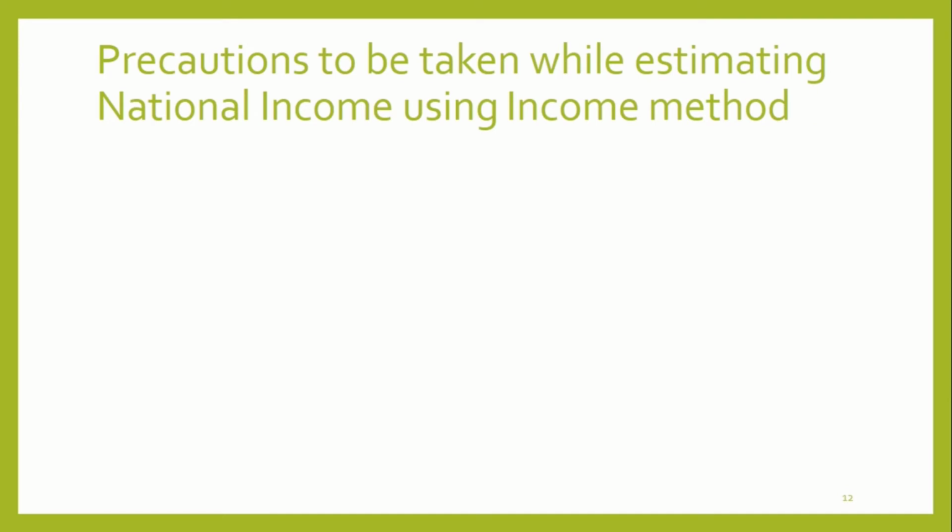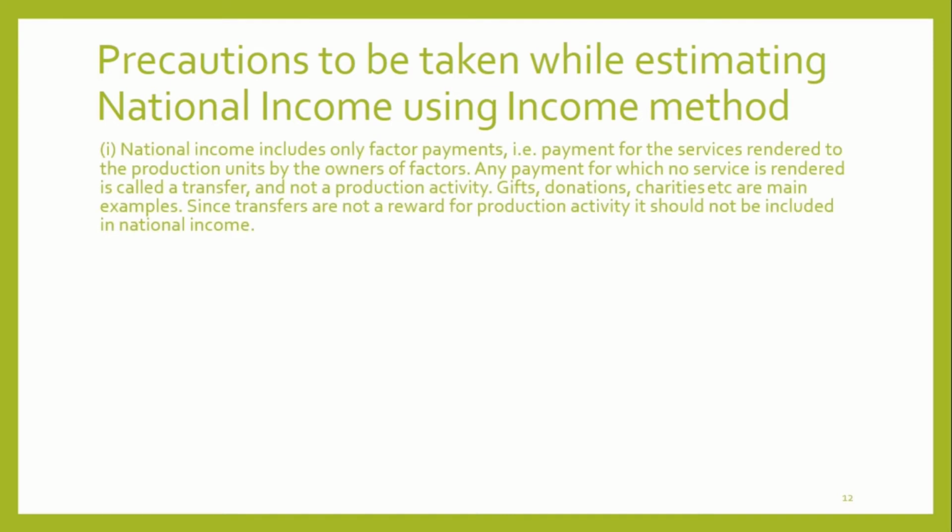Precautions to be taken while estimating national income using income method. National income includes only factor payments like payments for the services rendered to the production unit by the owners of factors. Any payment for which no service is rendered is called a transfer and not a production activity. Gifts, donations, charities, etc. are main examples. Since transfers are not a reward for production activity, they should not be included in national income.